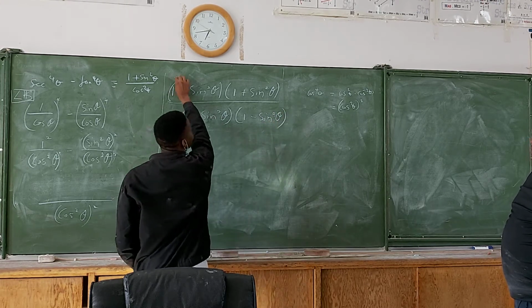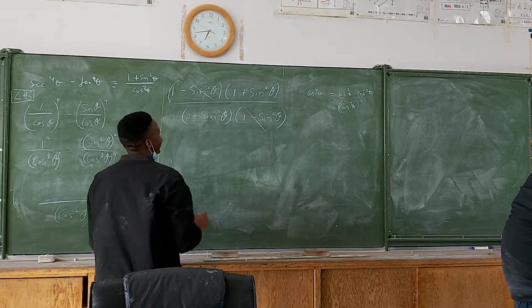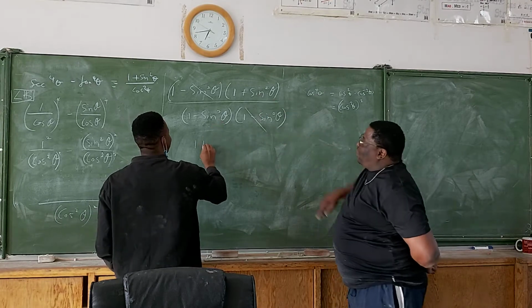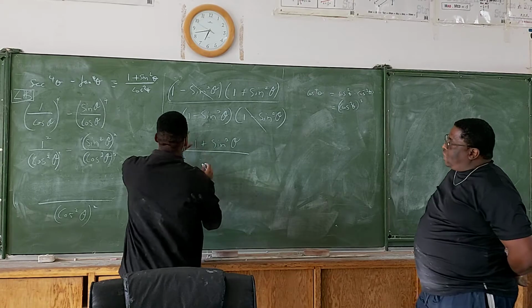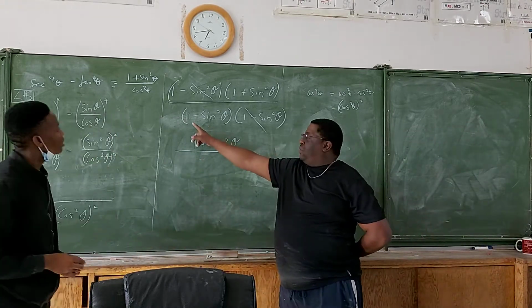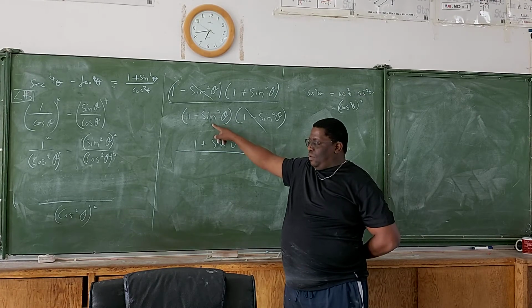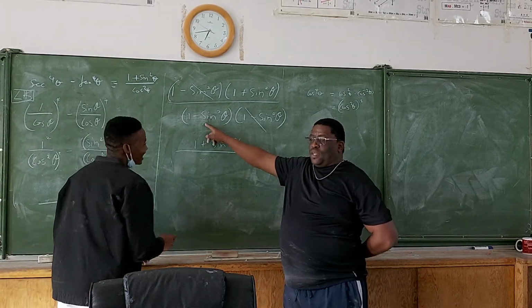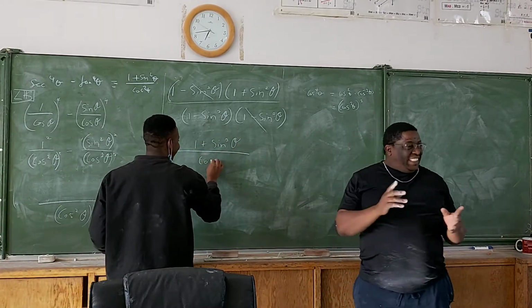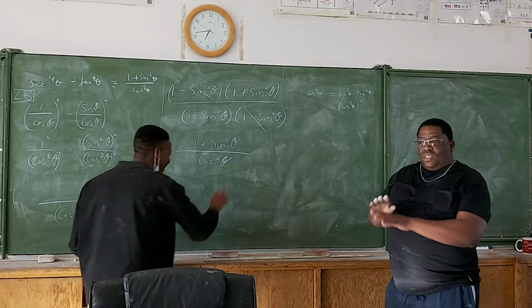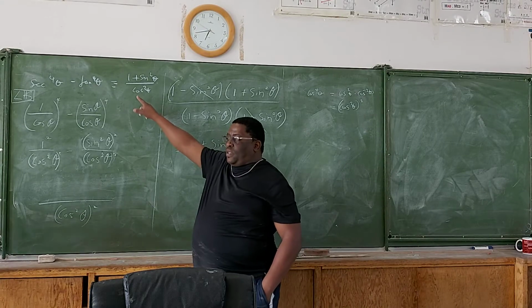Cancel? Which one do you want to take? The end is one. Okay, and then? Over. Now, wait. Ready? 1 minus some square can also be written as? Can be written as what? There you go. Okay, so you have proven the left is equal to the right hand side.